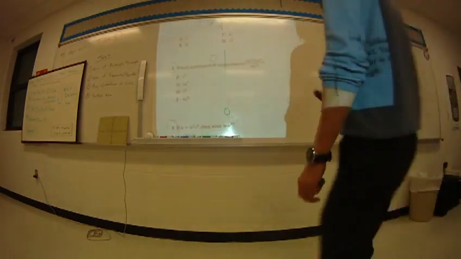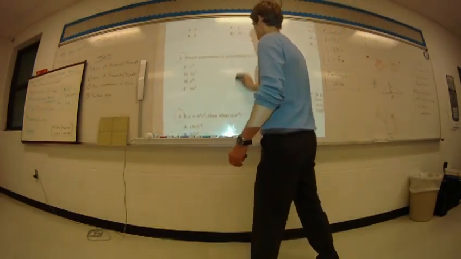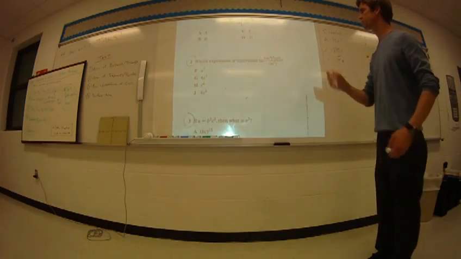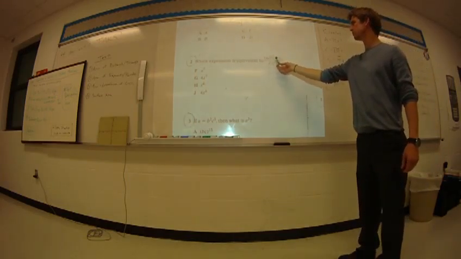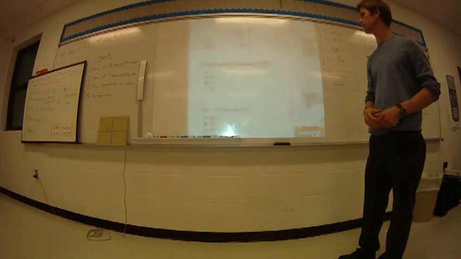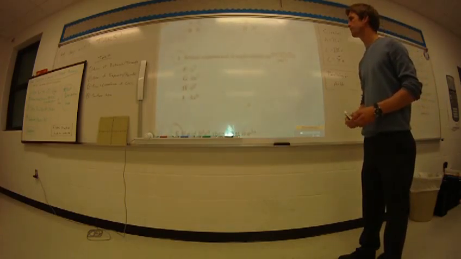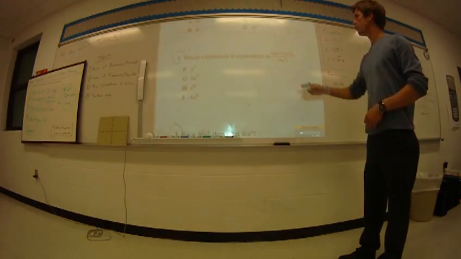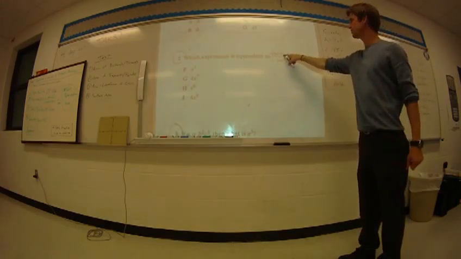The next problem says, if you could zoom in just a little bit. Which expression is equivalent to 4x to the third squared times x to the third over 4x squared? So, let me show you the easiest way to do that. What you're going to do first is take care of this 2.